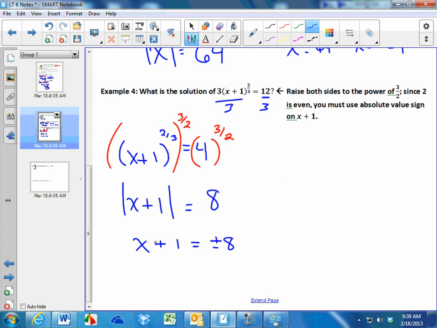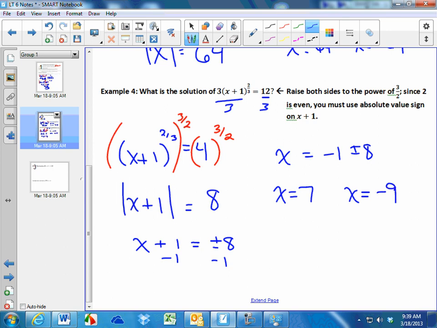And then I'm going to subtract the 1 to solve for x and get final answers of negative 1 plus or minus 8. So one at a time, what are the two potential answers? Negative 1 plus 8, 7. Negative 1 minus 8, negative 9.